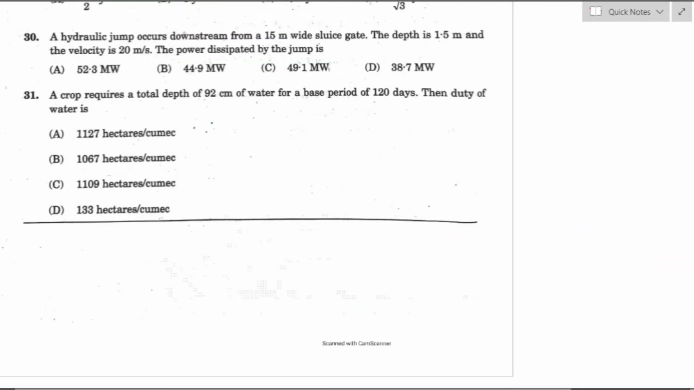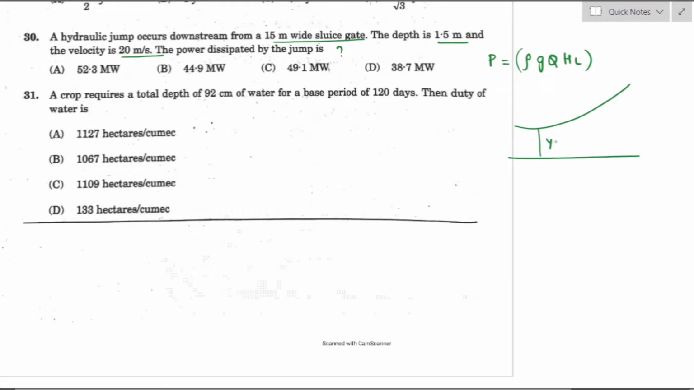Question number 30. A hydraulic jump occurs downstream from a 15 meter wide sluice gate. The depth is 1.5 meter and the velocity is 20 meter per second. The power dissipated by the jump is. We know that the power dissipated by the hydraulic jump is given by the formula rho into g into Q into head loss. So before calculating the power, we have to calculate the head loss.